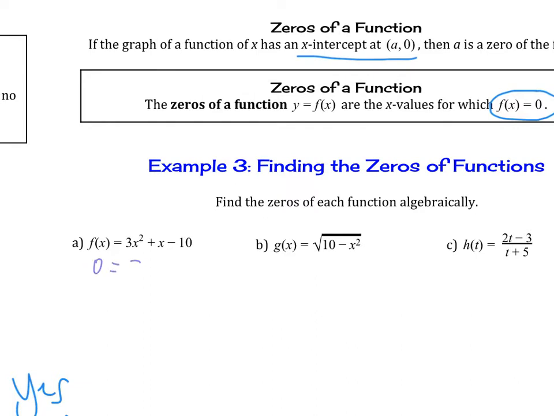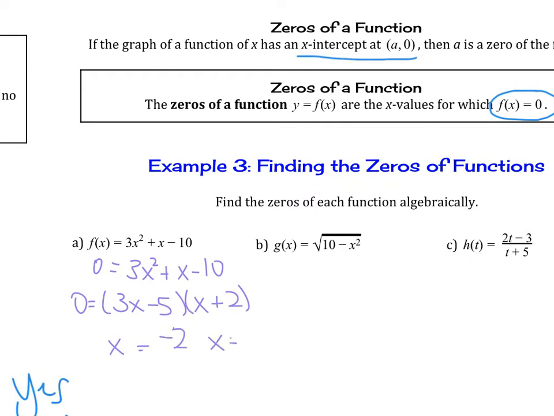This is 0 equals 3x squared plus x minus 10, and that is factorable. So 0 equals 3x times x, and that's going to be (3x minus 5)(x plus 2). So that is 6 minus 5 and -10. If I multiply it through, I would get that answer back. So x equals -2 and x equals +5/3. So those are the zeros of the function.